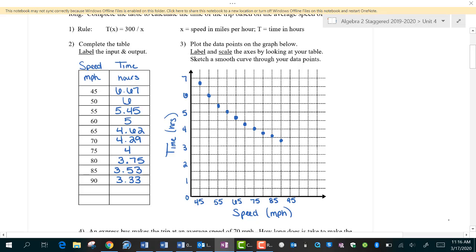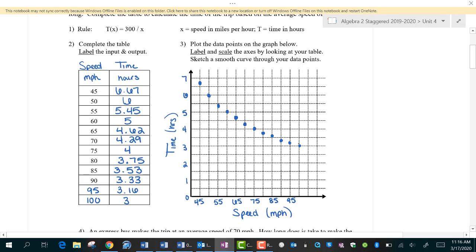Okay, so we get a better picture, I think I'm going to add 2 more x values. So I'm going to add 95. So when you do 300 divided by 95, we get 3.16. And then I will add this to my graph. And then I'm also going to add 100. So 300 divided by 100 gives us 3 hours.